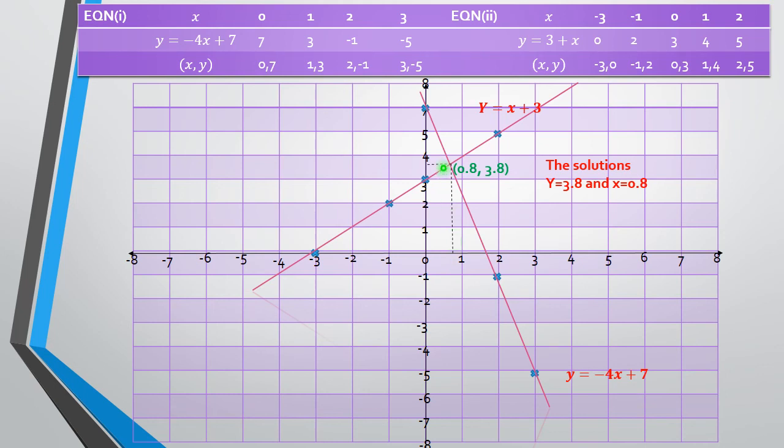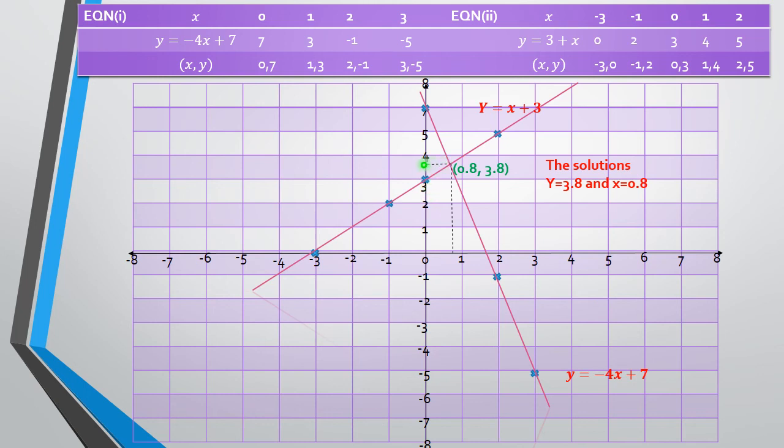If we trace it down, we realize that this point is in between 0 and 1, but it is closer to 1. So we know the points closer to 1 are 0.9 and 0.8. In a real sense, this does not look like 0.9. It actually is 0.8. So x is equal to 0.8.